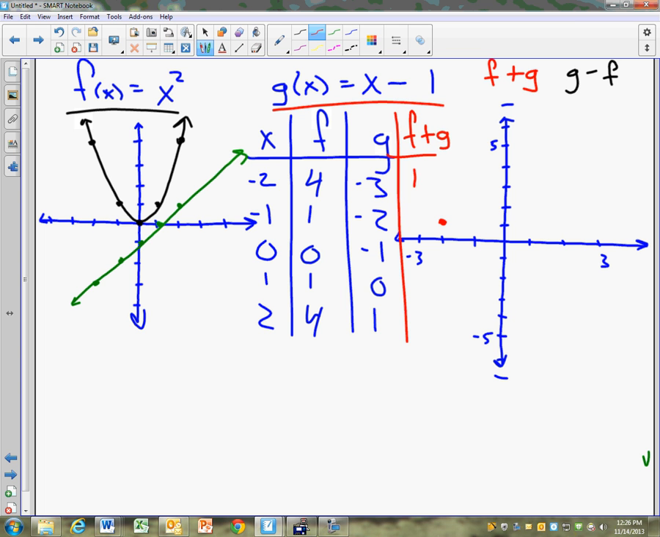So let's do another one. What were you going to say, Grace? Oh yeah, exactly. So the next one's -1. If you plug in -1, what is the f value for -1? 1. What is the g value? 1 plus -2 is -1. So we have a coordinate of -1, -1.